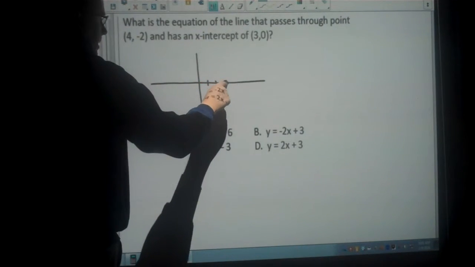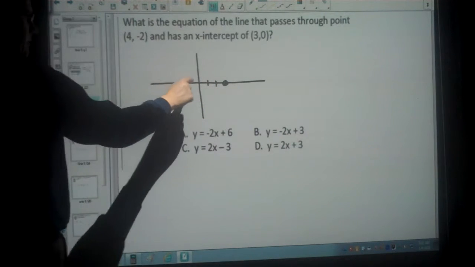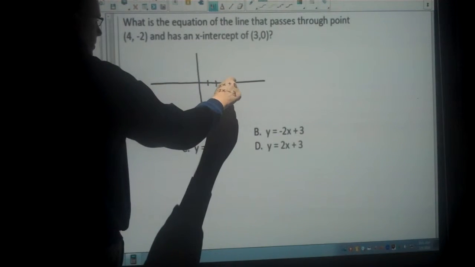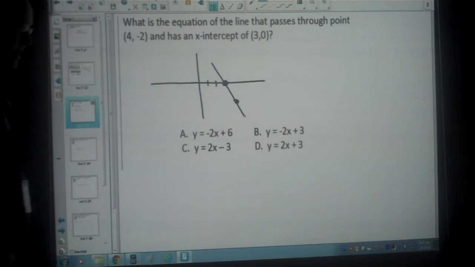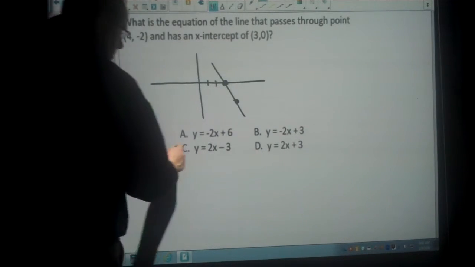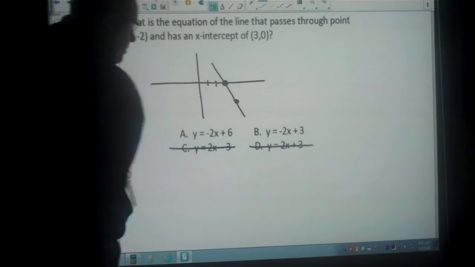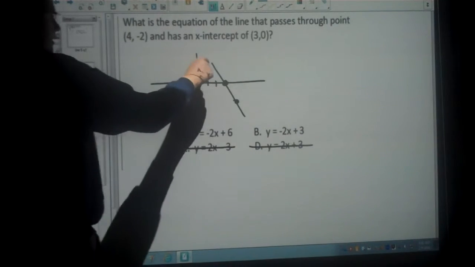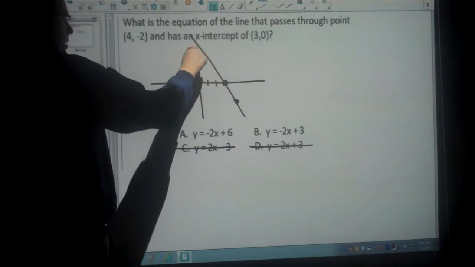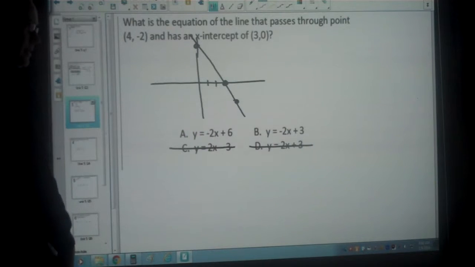So 3, 0 is here. 4, negative 2 would be across one more and then down 2. So I can see from this that this is a negative slope. So I actually can tell from my answer then it's not going to be C, and also it's not going to be D. So I need to figure out, is it going to be A or is it going to be B? Now if I actually use graph paper for this, I could actually continue this whole line backwards and just figure out what is the intercept for this one.